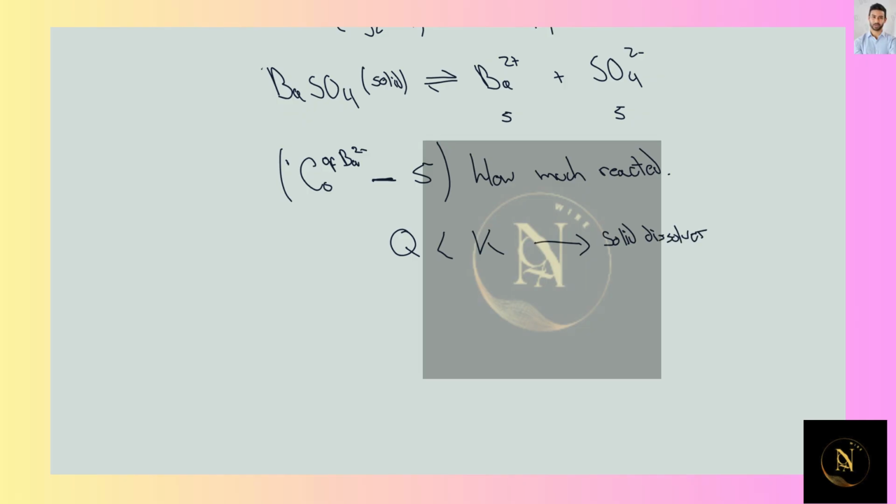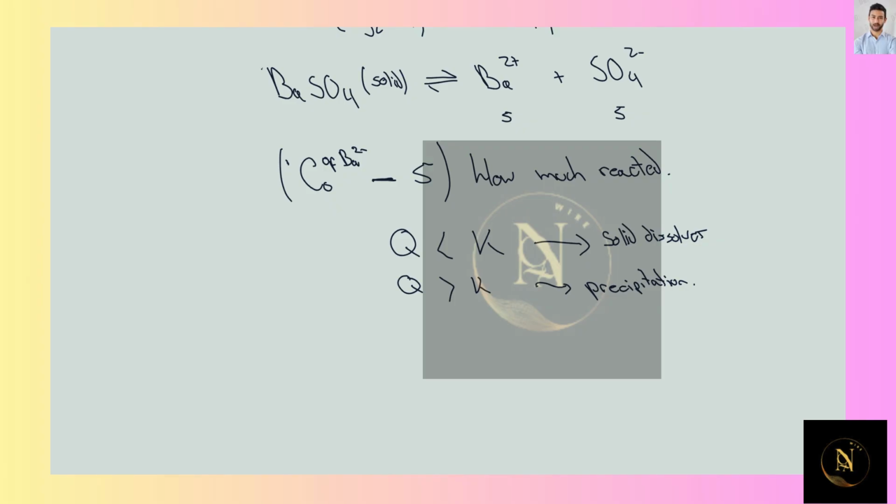That is why all of the sulfate that you add is going to be kept in the solution until we find that threshold. Once we have found the value for Q which is larger than K, that means that we have more concentration of the products than we have according to the value for K, we are going to have precipitation. So this is why we can use this equation to know how much reacted.